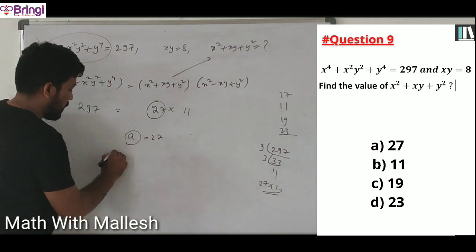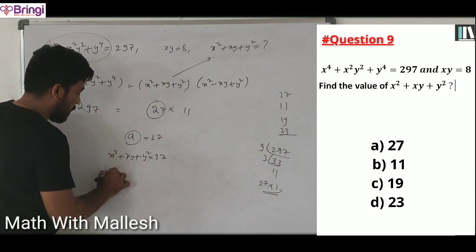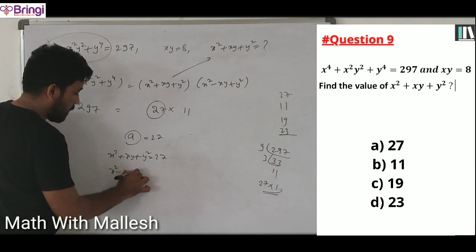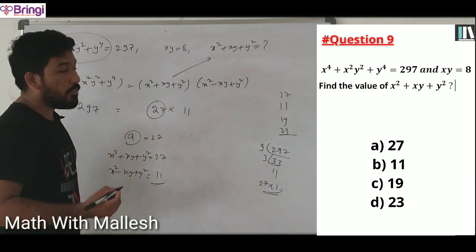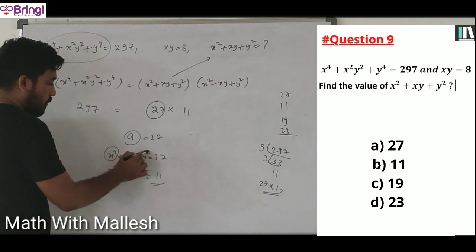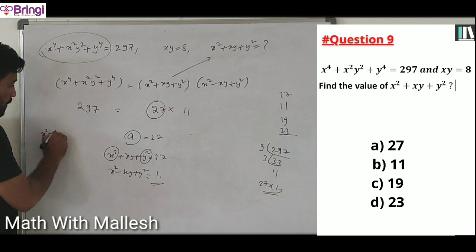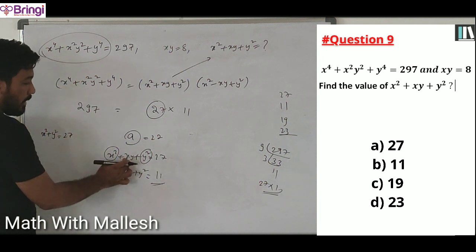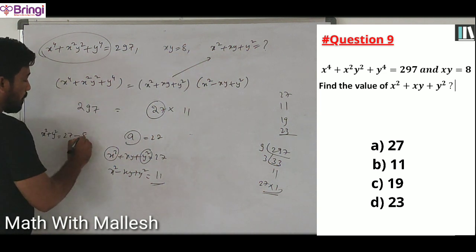So x square plus xy plus y square is equal to 27. x square minus xy plus y square is equal to 11. We are going with just option verification. And if they ask you what is the value of x square plus y square only, x square plus y square is equal to 27, this xy will go that side, minus xy, and the xy value is 8, so minus 8. How much?